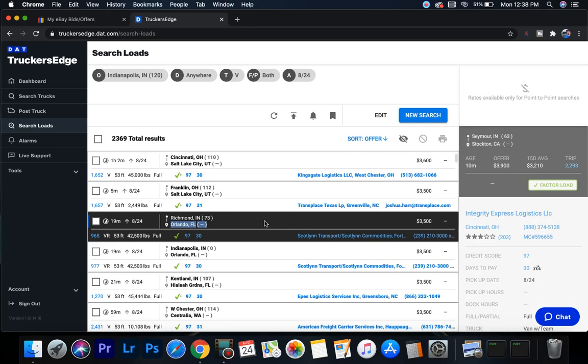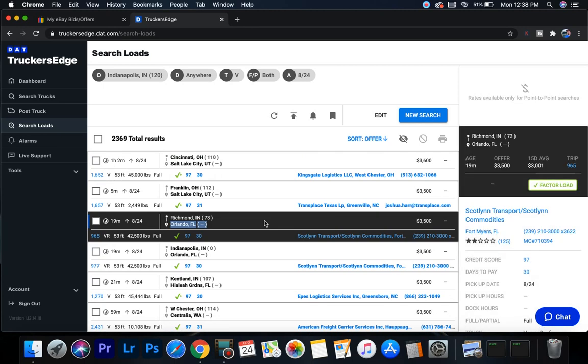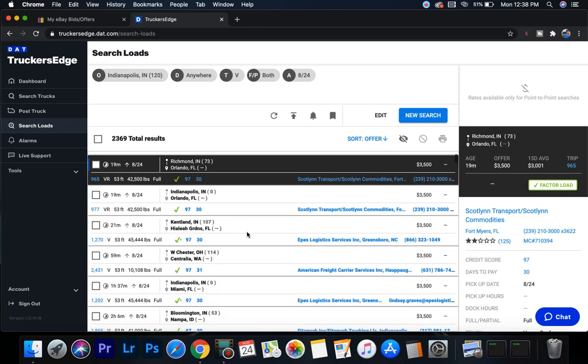That's good. Orlando, Florida. I would run this right here. I would run a Scotland Transport load for $3,500 down to Orlando. In Orlando, deadhead back up to Atlanta, grab a load, come back to the Midwest, and then do it again. $3,500 is good money for 965 miles. So that's a little over, what, $3.50 a mile? Good deal. Let's run it.